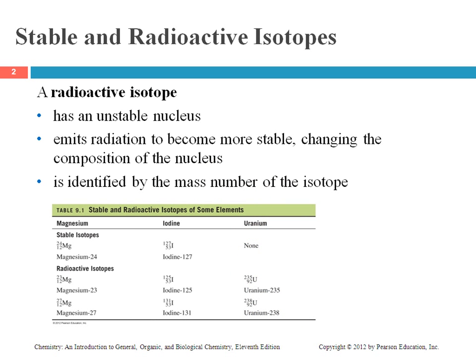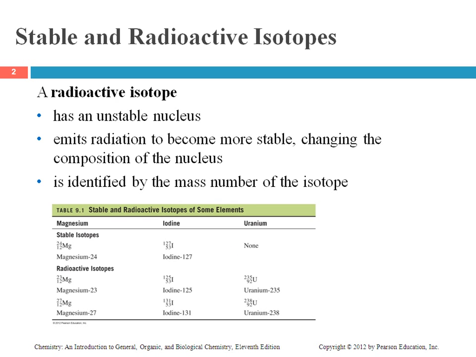However, pretty much after atomic number 19, the isotopes can be radioactive because they have an unstable nucleus, and so they're going to emit some sort of radiation. We're going to look at what these particles include to become more stable. So they're going to change the composition of their nucleus.